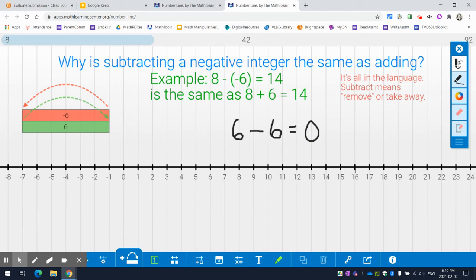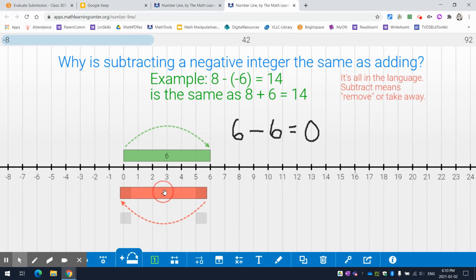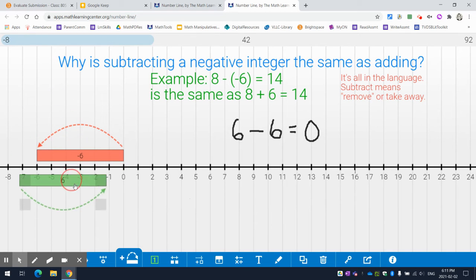So let's take a look at this right here. If I have 6 and I want to remove that 6, I'm taking it away, it brings me back to 0. So that's my 0 principle. What if I did it this way instead? What if I had negative 6 and I want to remove that debt? It means that I am adding it back on.